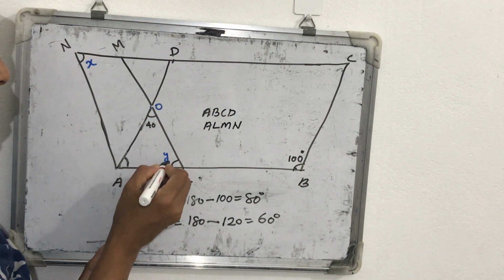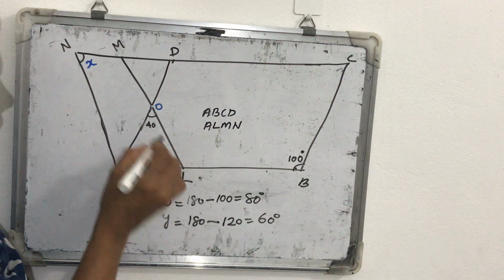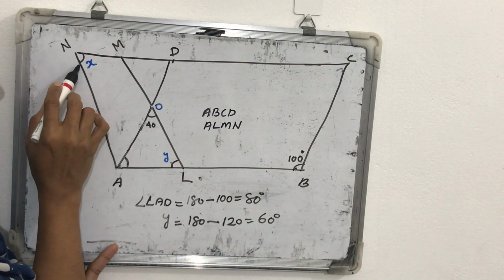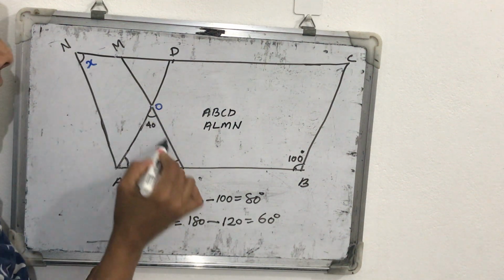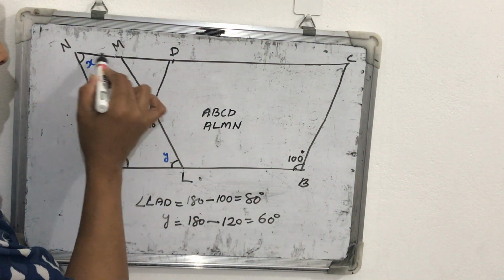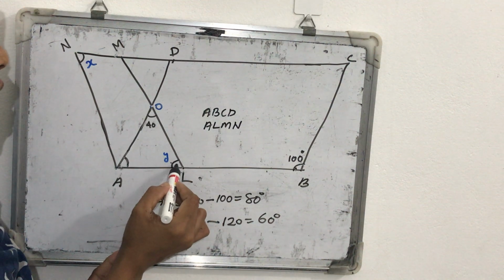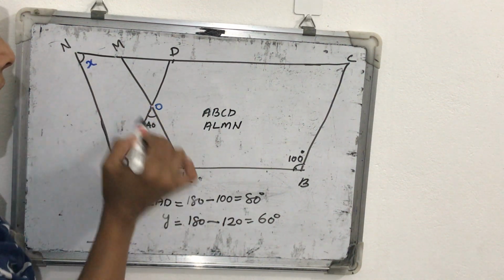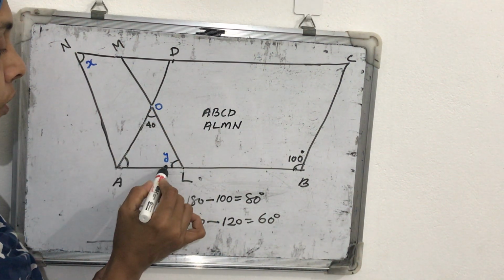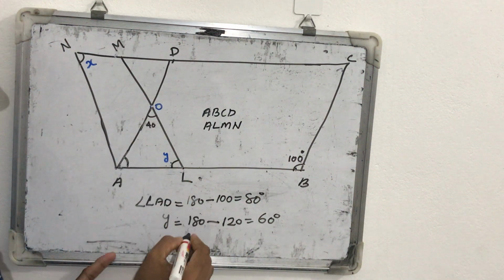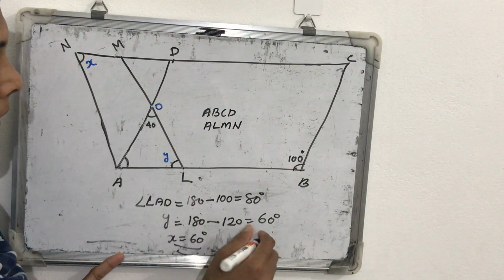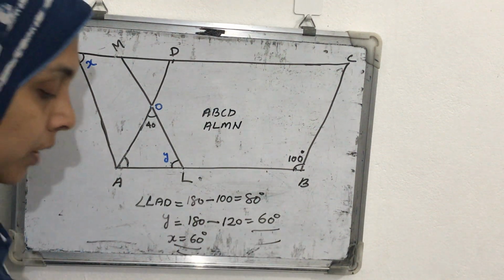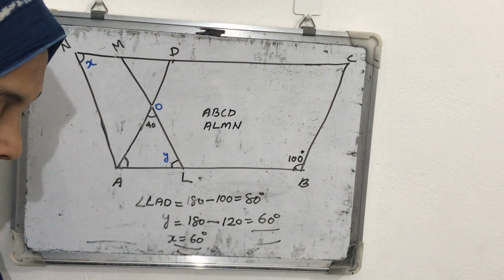So if y is equal to 60 degree, then what will be the measure of x? x also will be 60 degree, because this is another parallelogram. ALMN is another parallelogram, so these two angles are opposite angles. So if y is equal to 60 degree, x also will be 60 degree. So we got x also 60 degree. Okay, both angles we found out. Next question.